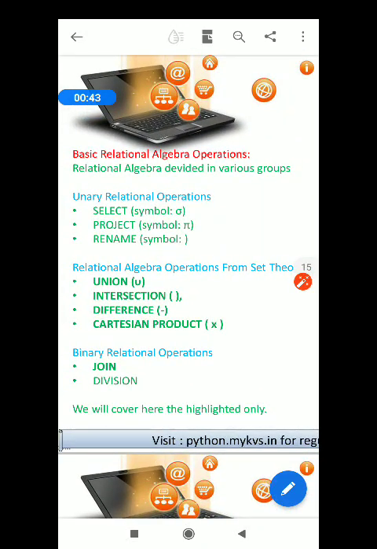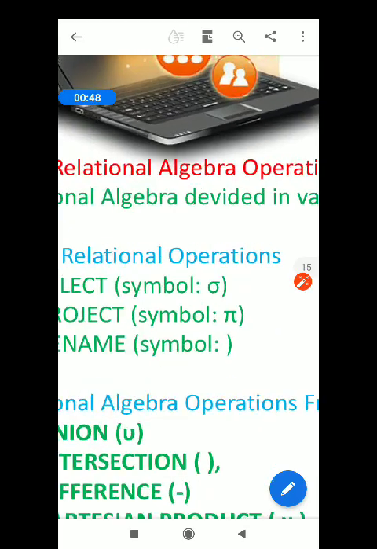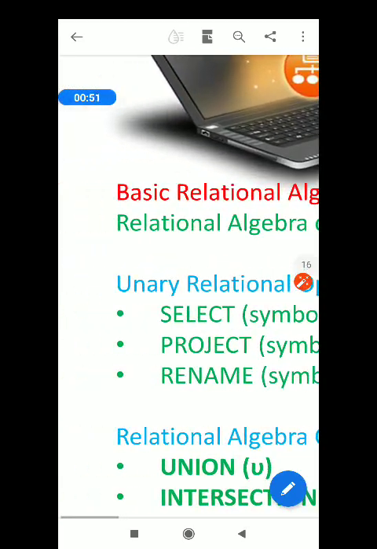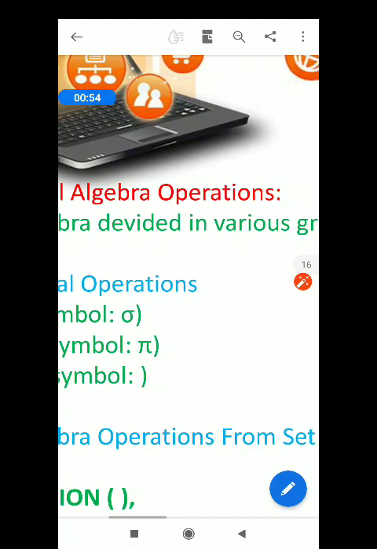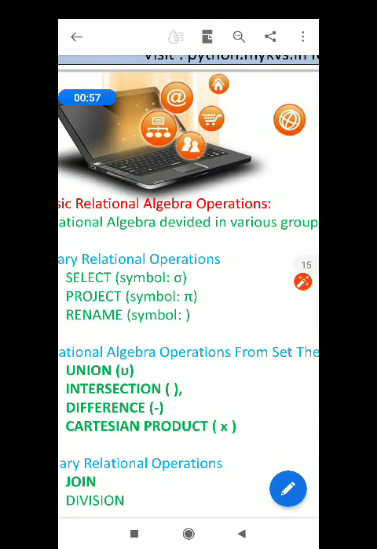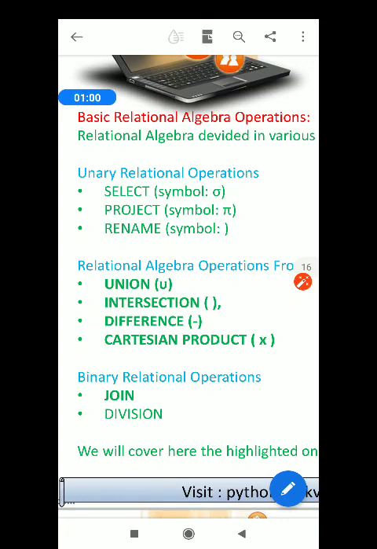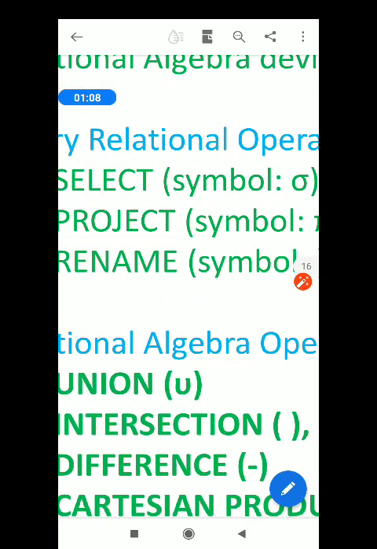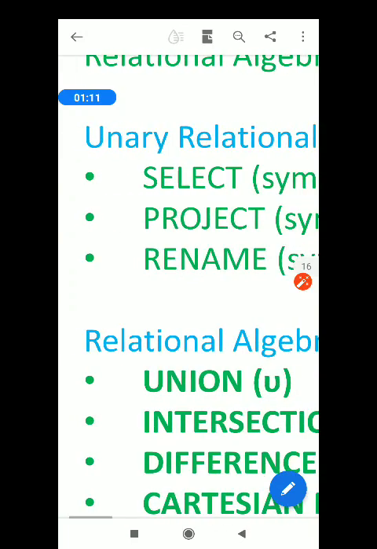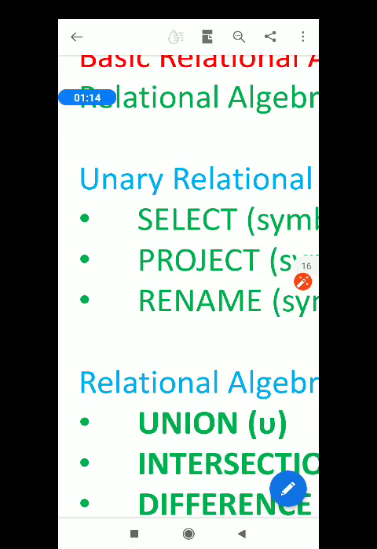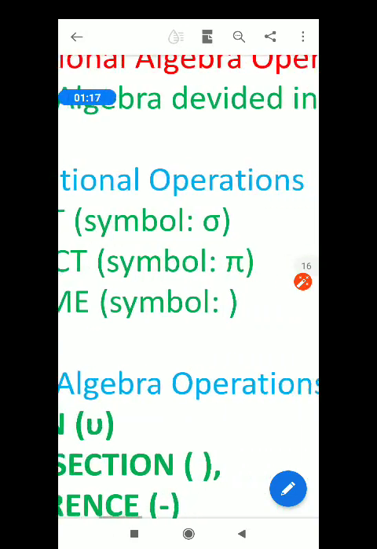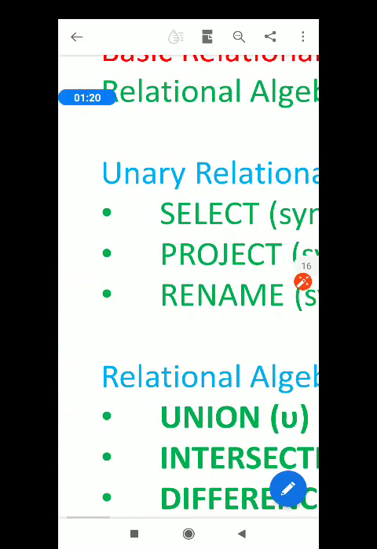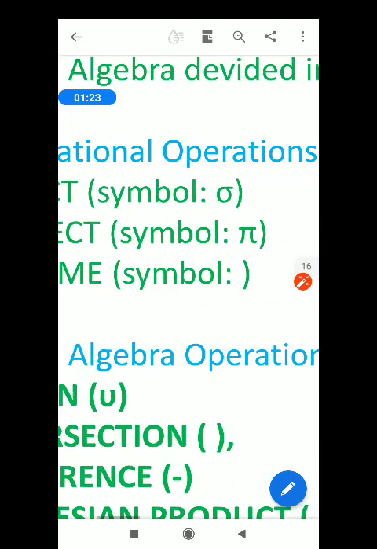Give the heading first, basic relational algebra operations. We may divide the relational algebra operations in three basic groups. Note down the group names and the syntaxes. First one is unary relational operations. I am repeating, unary relational operations.